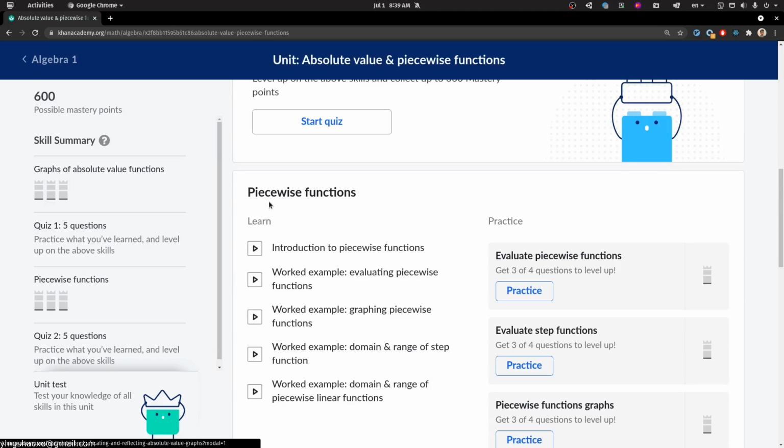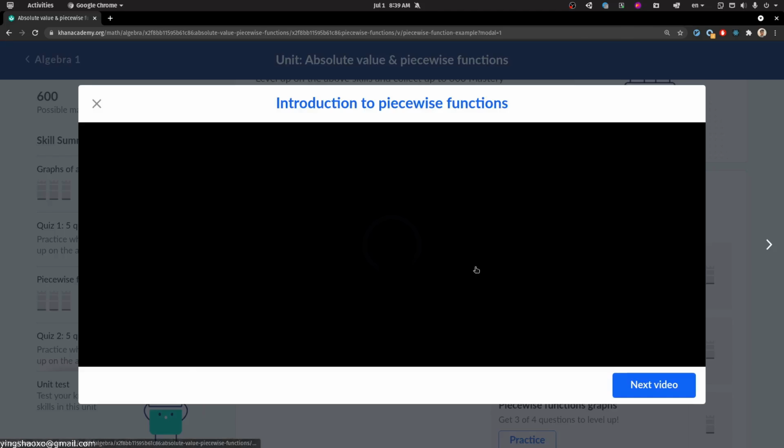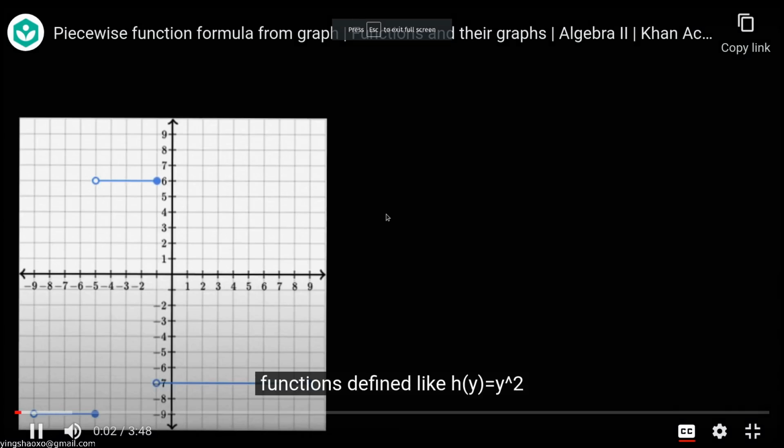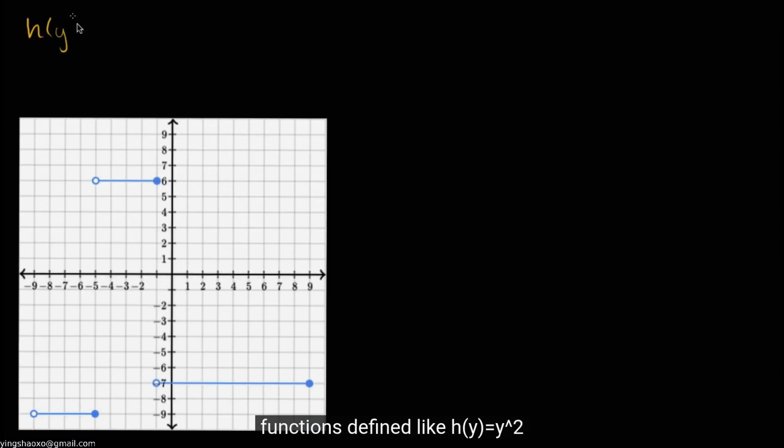All right, let's get into the piecewise function. What is that? By now we're used to seeing functions defined like h of y is equal to y squared, or f of x is equal to the square root of x.